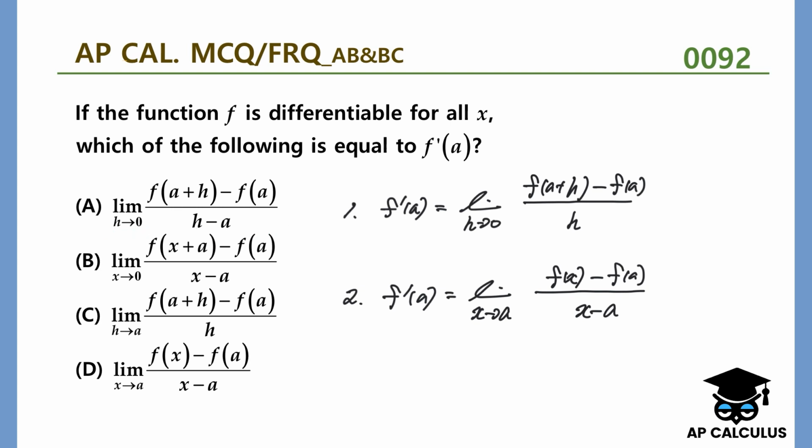So, can f prime a be written as this? No, right? Not h minus a. B, as x approaches 0? No, it has to be x approaches a. So B is not true. C, limit as h approaches a. No, right? h has to approach 0. D, limit as x approaches a of f of x minus f of a over x minus a. So the answer has to be D.